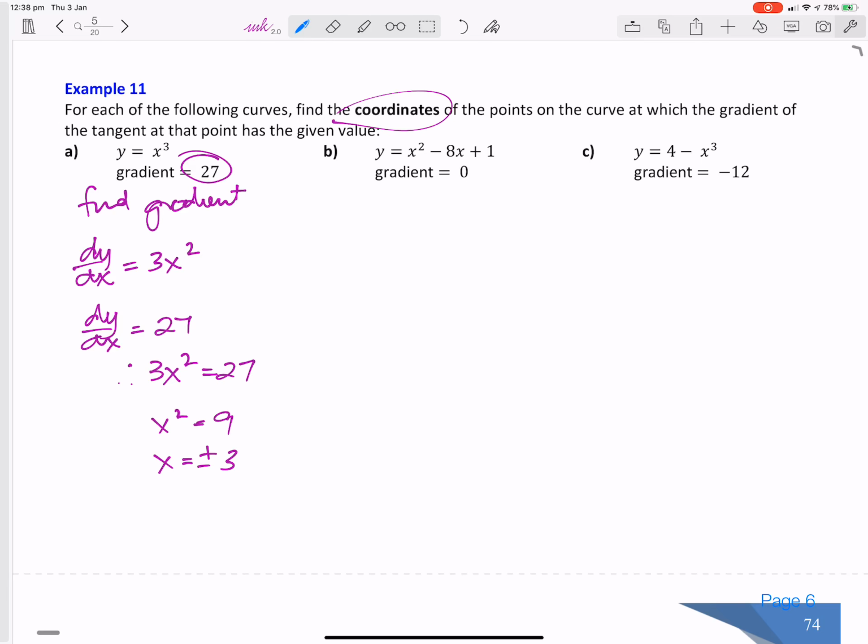But it says find the coordinates. So when x equals 3, y equals 27. When x equals negative 3, y equals negative 27. So we've got 3, 27, and negative 3, negative 27.